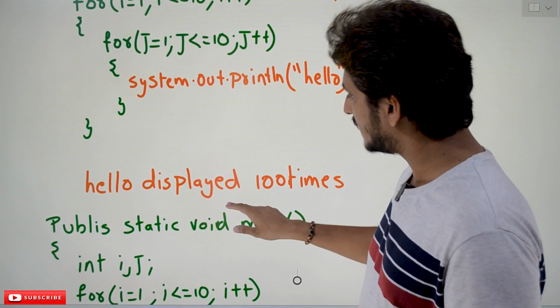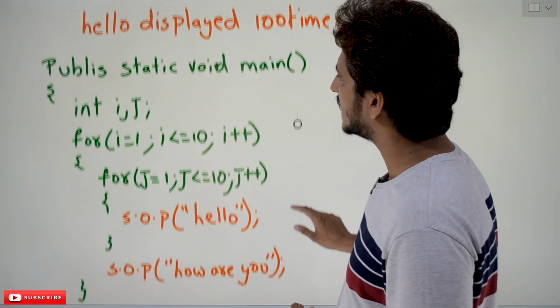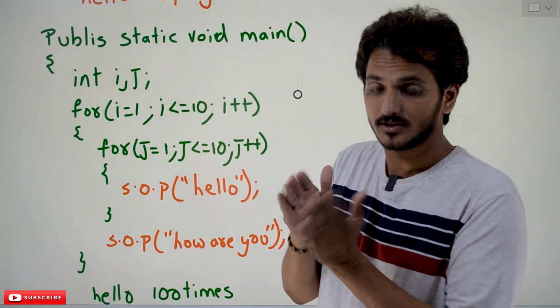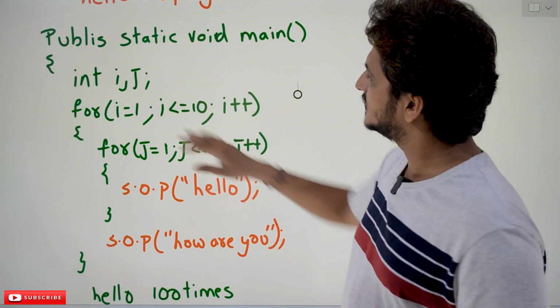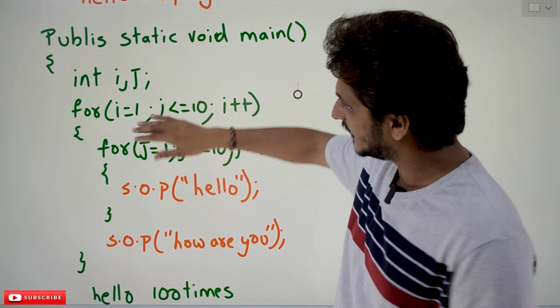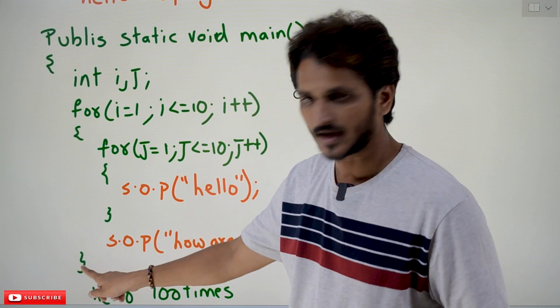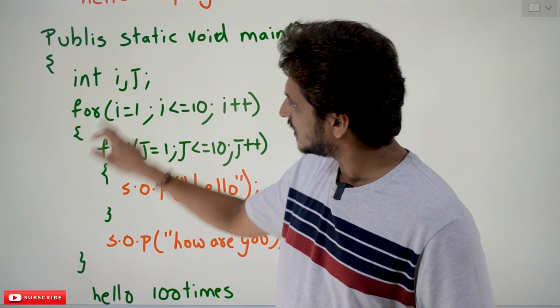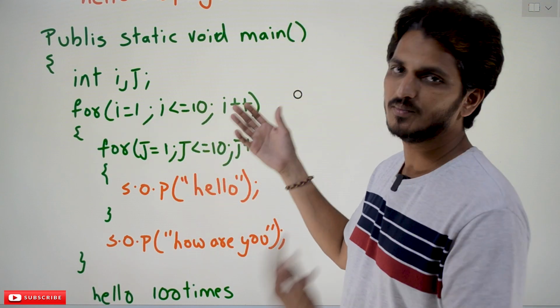Now take one more example, with a small change for better understanding of the execution flow. It's very easy. The same condition, for i is equal to 1, i less than or equal to 10, i plus plus. Inside, see here, open bracket, closed bracket. This is the body of this outer loop. We are naming it the outer loop.